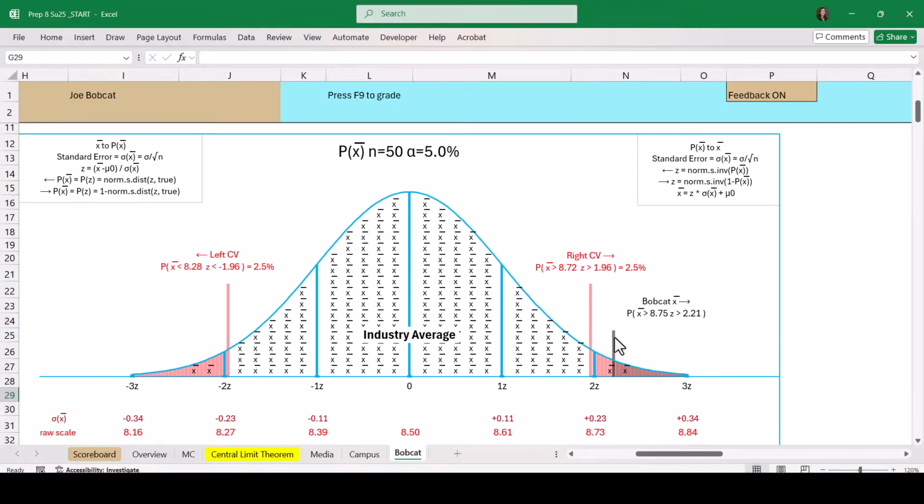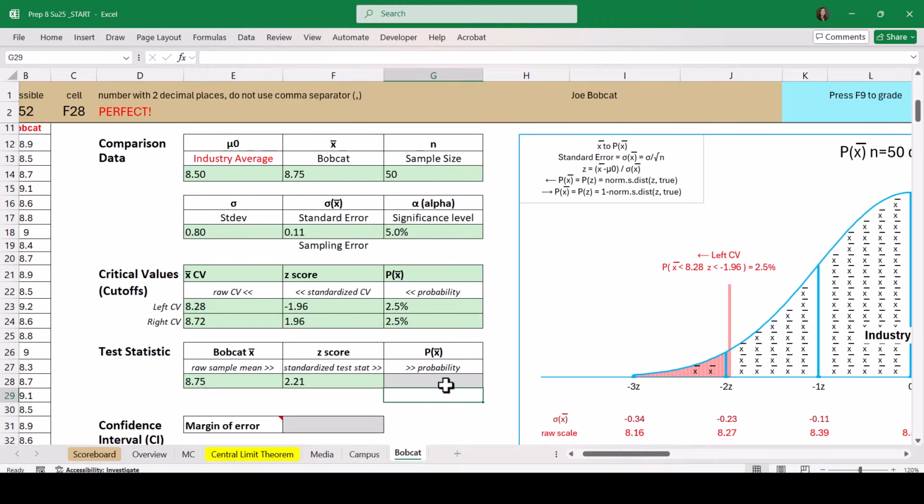So you can look at the graph. You can see that we want to determine the shaded area, which is the area to the right. And it says right here, we want the area to the right. So you always want to figure out the tail, which is the smaller part. So we are going to figure out the area to the right. So that's 1 minus norm.s.dist. And the only difference between the two is the area to the right. To determine the percentage to the right, it's 1 minus. And to determine the area or the percentage to the left, it's just norm.s.dist. So that is 1 minus norm.s.dist. And then we reference our test statistic and then true.